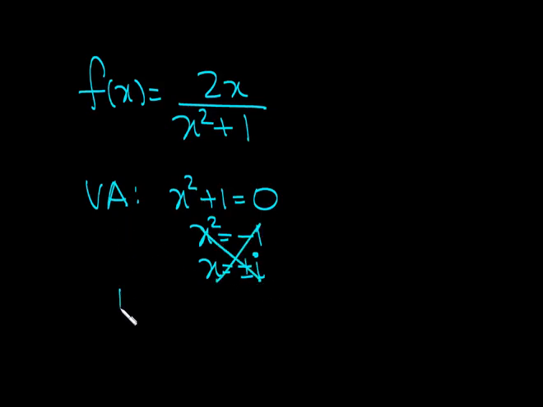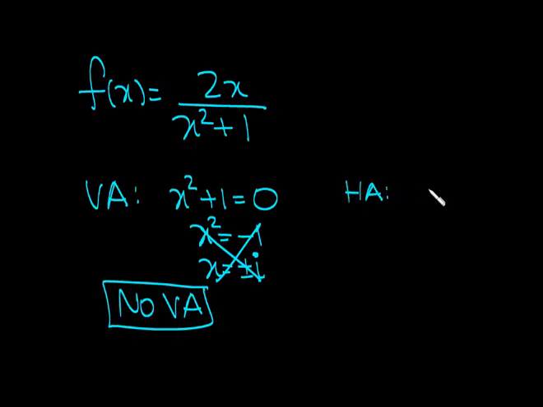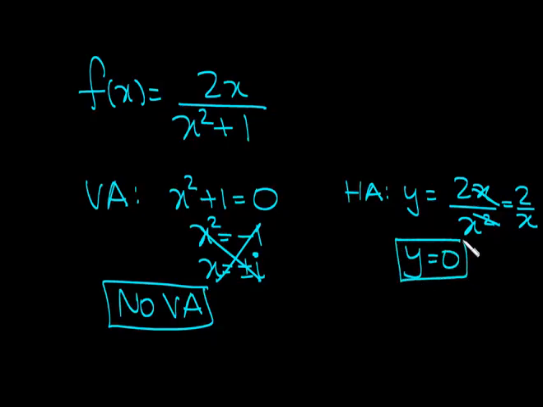So that tells me that this has no vertical asymptote. So this problem has no vertical asymptote. It does have a horizontal asymptote. To find the horizontal asymptote, I keep the dominating term on the top, which is 2x, and on the bottom, which is x squared. One of these x's cancel, so I get 2 over x. So when x gets big, this fraction 2 over x gets really small, so my horizontal asymptote is y is equal to 0.